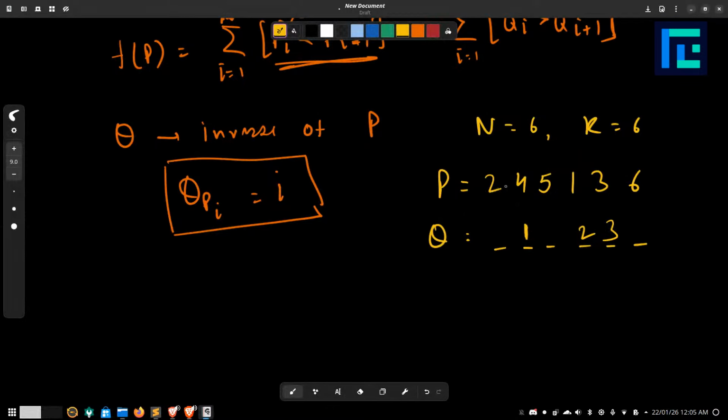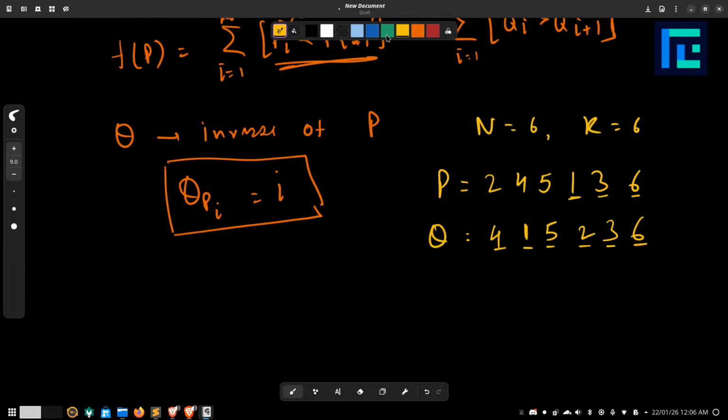Then q of p4 is equal to 4, so q of 1 is equal to 4. Q of p5 is equal to 5, and p5 is 3, so q of 3 is equal to 5. Then q of p6 is equal to 6, and p6 is 6, so q of 6 is equal to 6. So that way we can get the array.